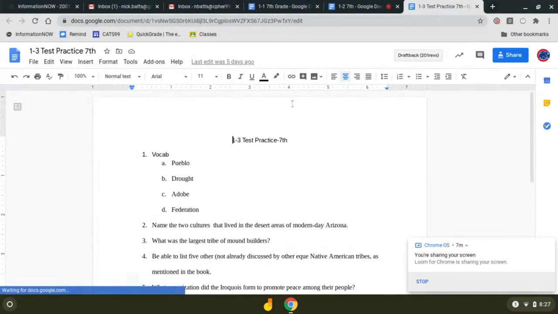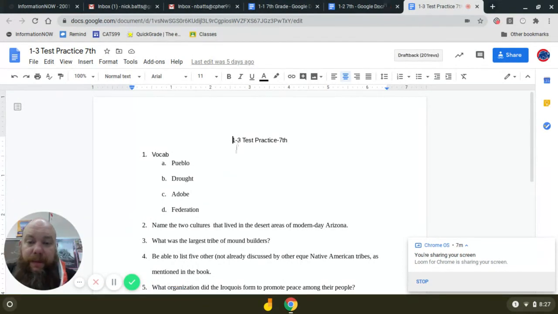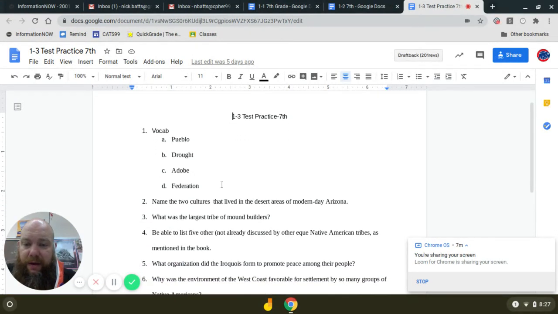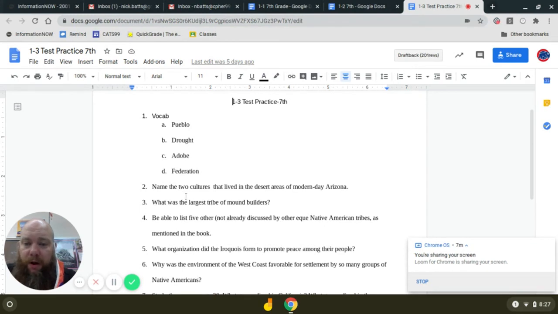Section 3, the big question that we get a lot is about number 4. Okay, so number 2 is the Hohokam and Anasazi. Number 5 is a tricky one. People always want to put Cahokia. The name of the tribe is not Cahokia. That's their city. The tribe we're looking for is Mississippians.